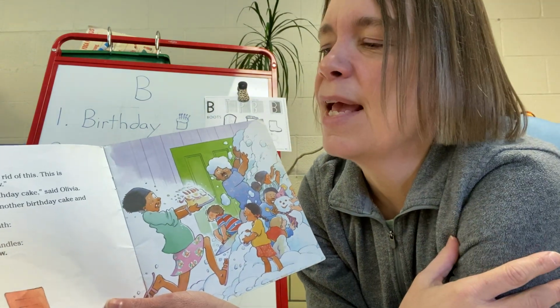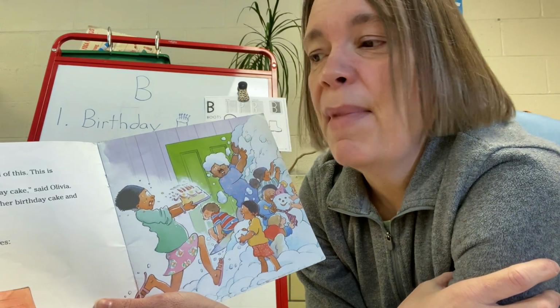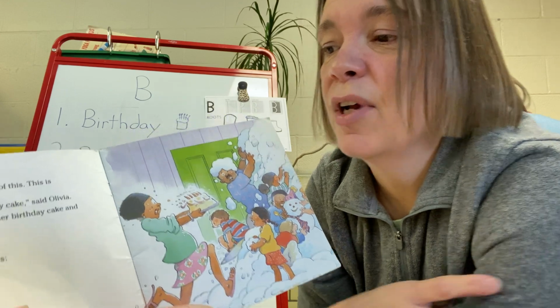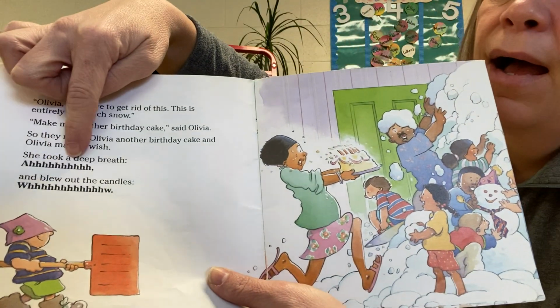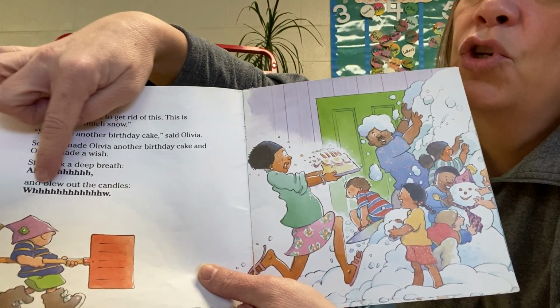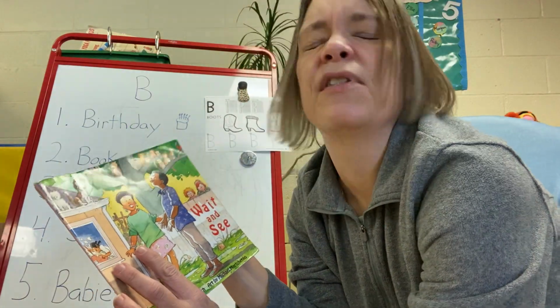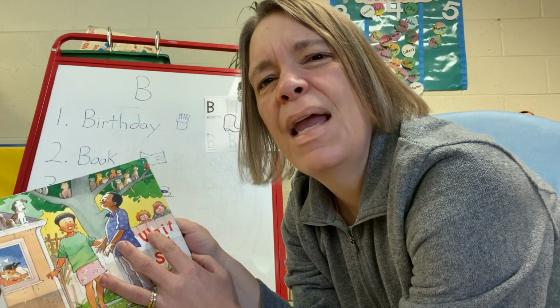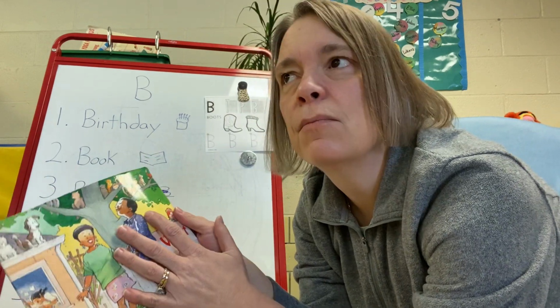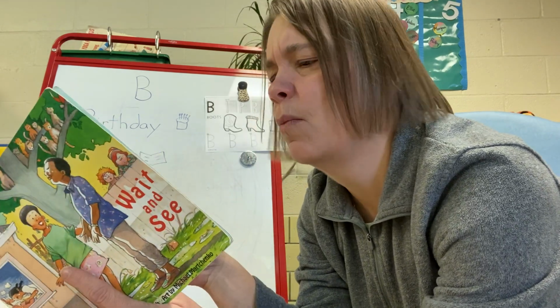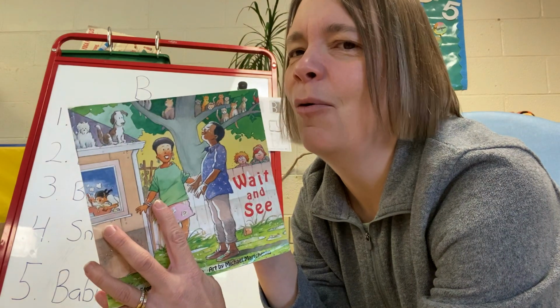Make me another birthday cake, said Olivia. So they made Olivia another birthday cake, and Olivia made a wish. She took a deep breath and blew out the candles. What do you think she wished for this time? What would get rid of snow? Maybe she wished for a snowplow. Or the sun might melt the snow. What else would get rid of the snow? Oh no.